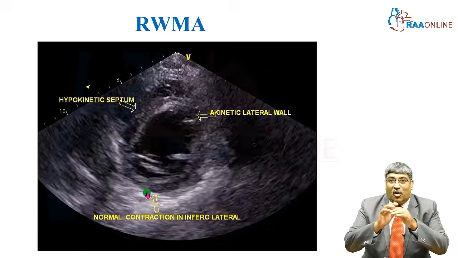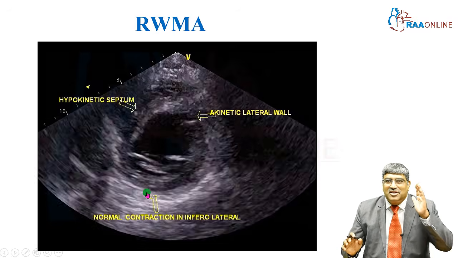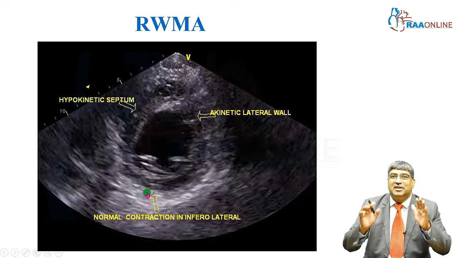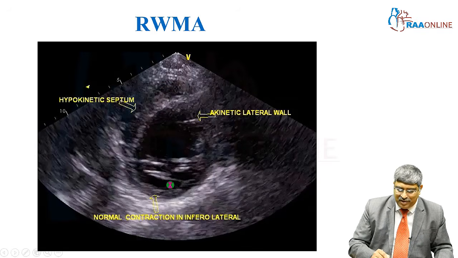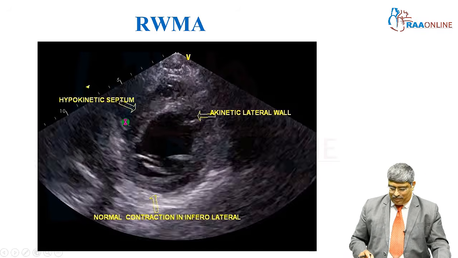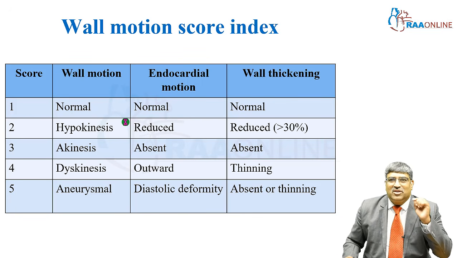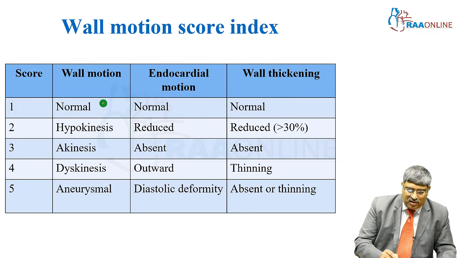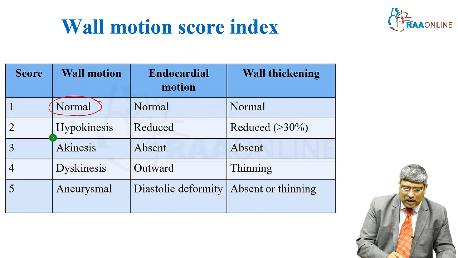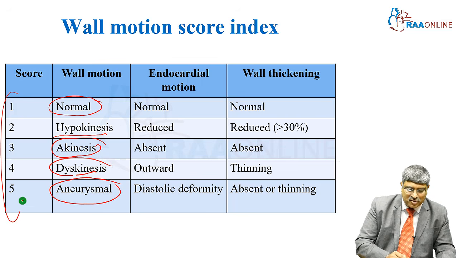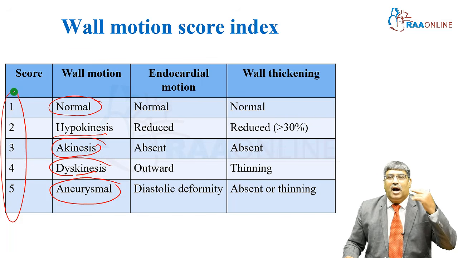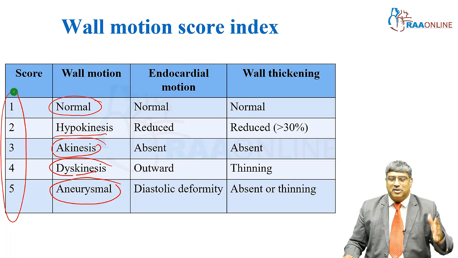Although you need not look at all the 17 segments, this short axis view in the parasternal is very important, where you can look at the major 4 walls: anterior, inferior, lateral and the septal part. And each of these segments is analyzed for whether they have normal movement, hypokinetic, akinetic, dyskinetic or aneurysmal movement, and they are allotted a scoring system of 1 to 5. Normal is 1, hypokinesia is 2, akinesis is 3, dyskinesis is 4 and aneurysmal is 5.